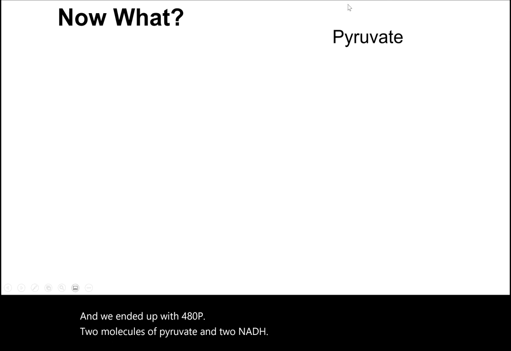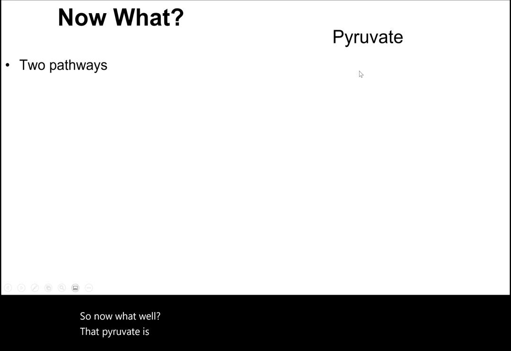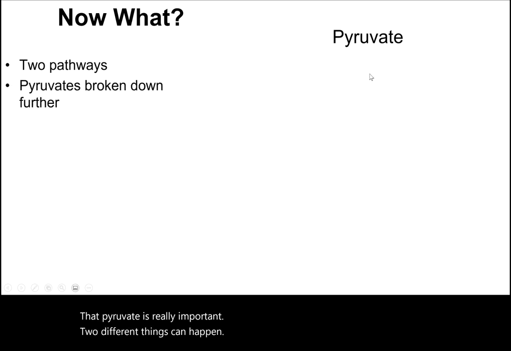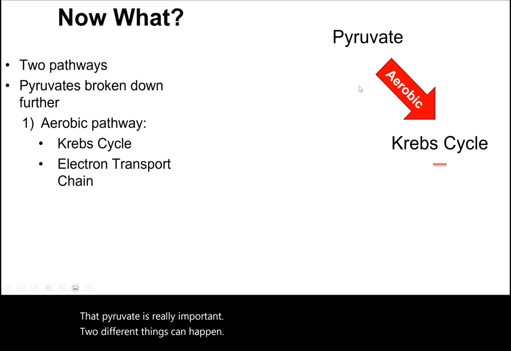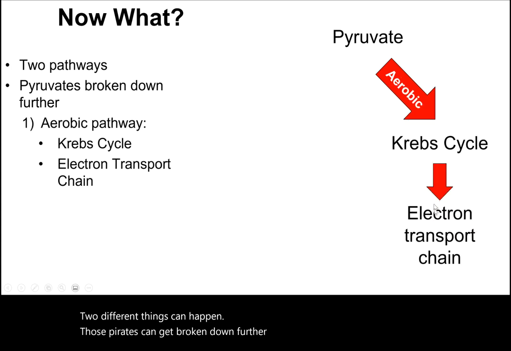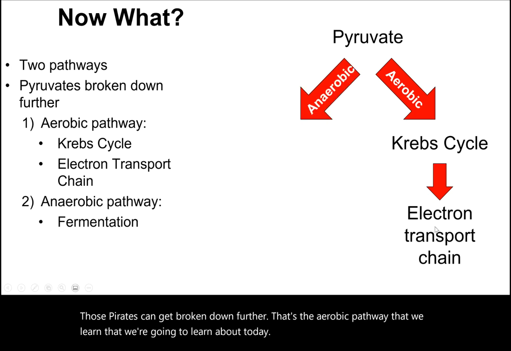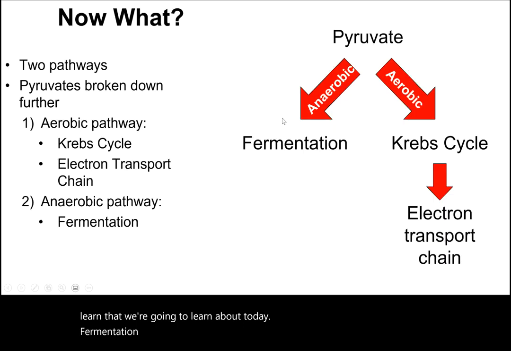So now what? Well, that pyruvate is really important. 2 different things can happen. Those pyruvates can get broken down further. That's the aerobic pathway that we're going to learn about today. Or fermentation happens, right? And we talked about this pathway last time. Now we're going to talk about this pathway. Okay?